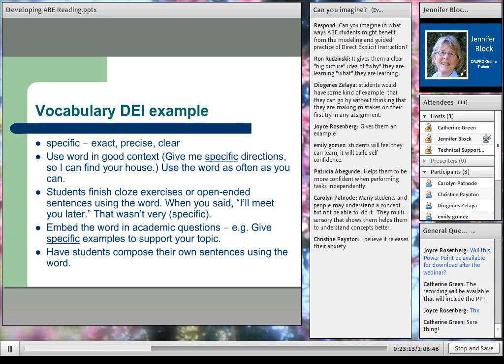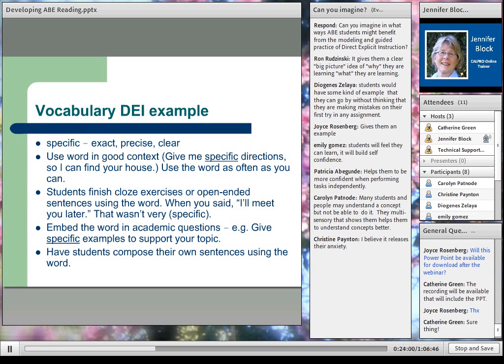For example, I chose the word specific, which is one taken from the academic word list, and the definition I might give students would be exact, precise, or clear. If something is specific, it is exact and precise and clear. I might use the word in context. Give me specific directions so I can find your house. And you would want to use the word as often as you can in clear sentences that give them good context. You might prepare cloze exercises or open-ended sentences using the word. When you said, "I'll meet you later," that wasn't very specific.